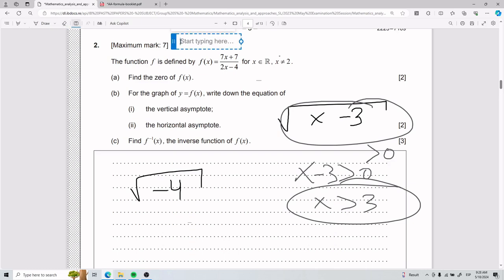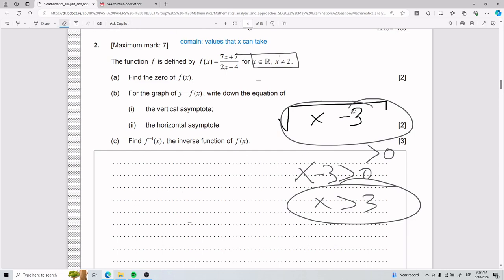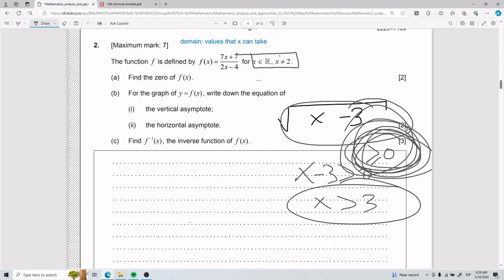Your domain is values that x can take. So this thing here is just helping you define your domain. It's all real values except for 2. And this made up example of the square roots is something that I know can show up for you, so I'd rather tell you. Inside the square root, things have to stay positive. So greater than or equal to 0, now that I think about it. Greater than or equal to 0.